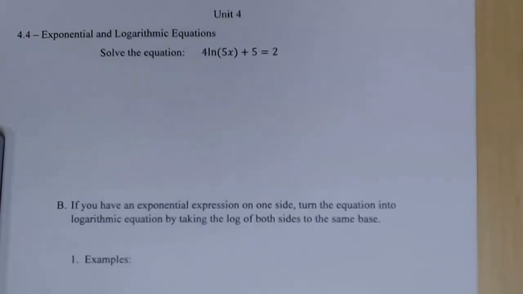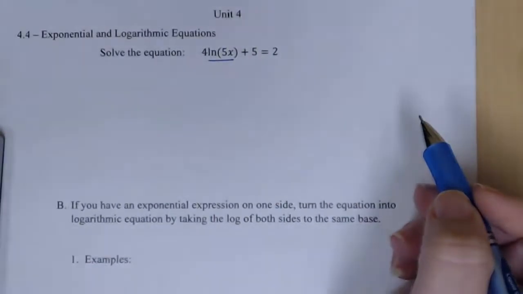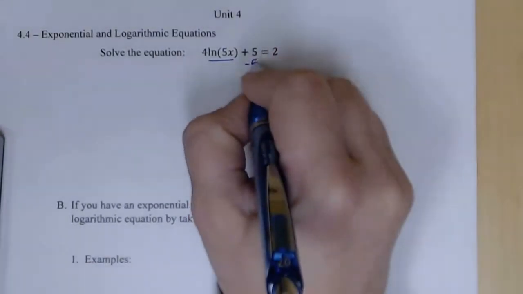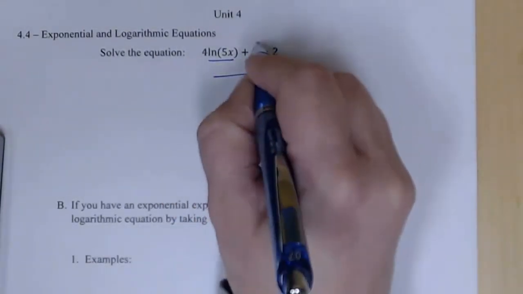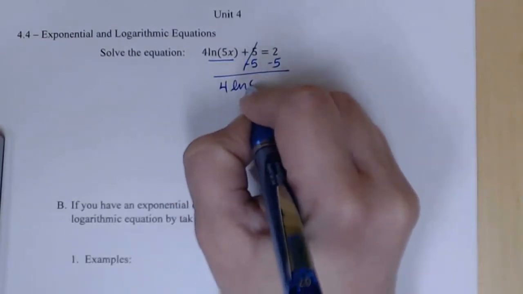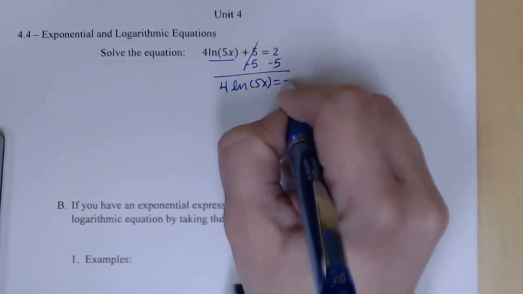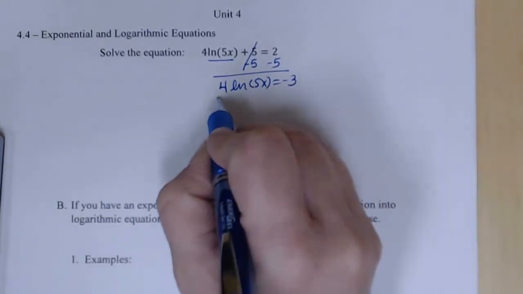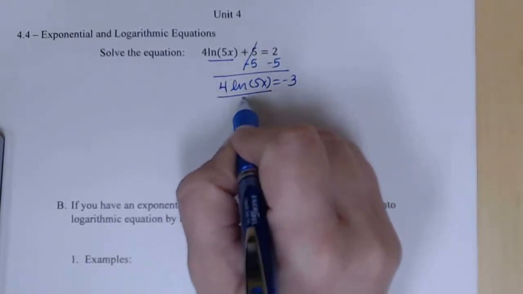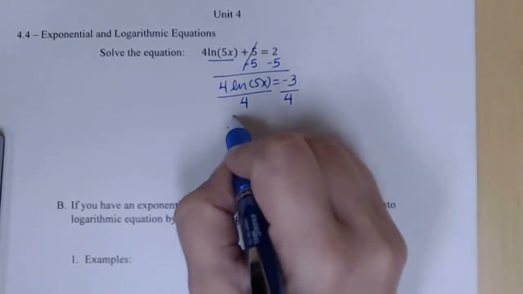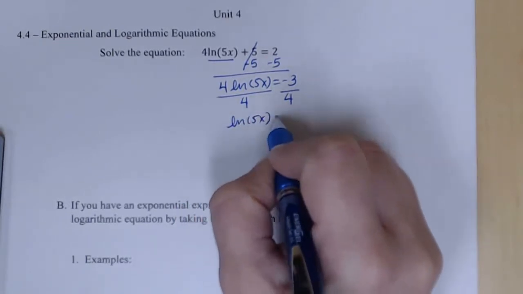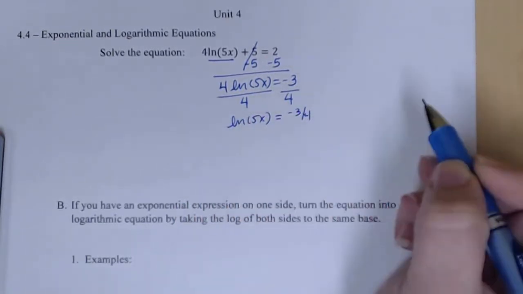So the first thing that I'm going to do is try to get my logarithm by itself so I can apply some of the stuff we just did. So I'm simply just going to subtract 5. So it gives me 4 ln of 5x equal to negative 3. Then I'm going to get rid of this 4, so I'm going to divide both sides by 4. So it gives me ln of 5x equal to negative 3/4.